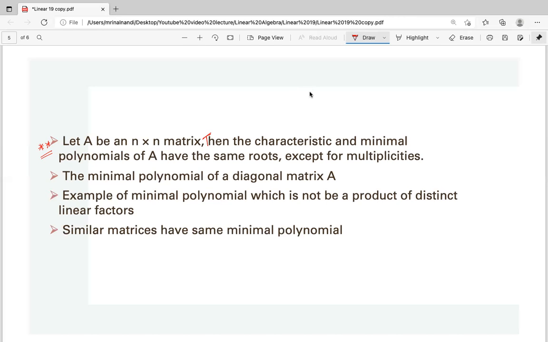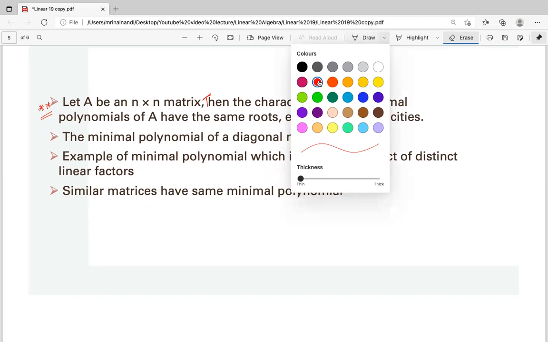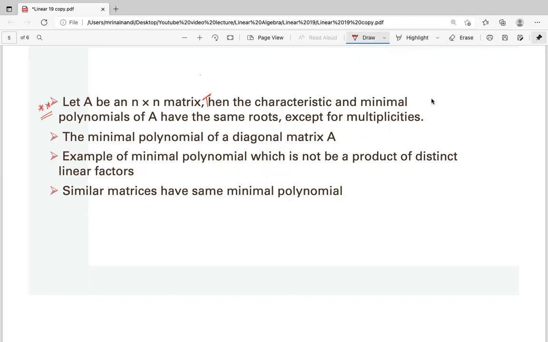How do you show that other side? If alpha is a characteristic root, and G is the characteristic polynomial, then what happens? How do you show this? Okay, I'm just leaving this one for now. We'll go to the next thing.